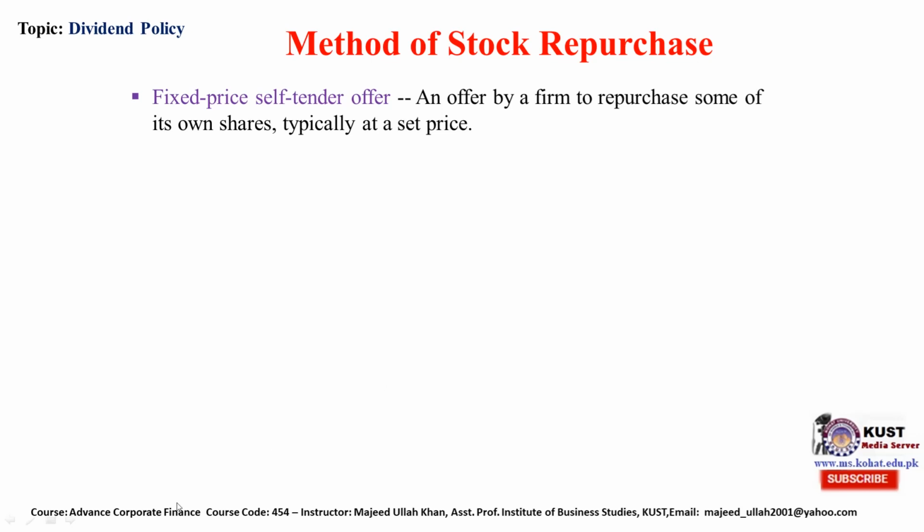Methods of stock repurchase. How can the company purchase? Fixed price self-tender offer: an offer by a firm to repurchase some of its own shares, typically at a set price. Let's suppose we are going to purchase at $40 per share, and anyone who is willing to sell has to contact the broker of the company.